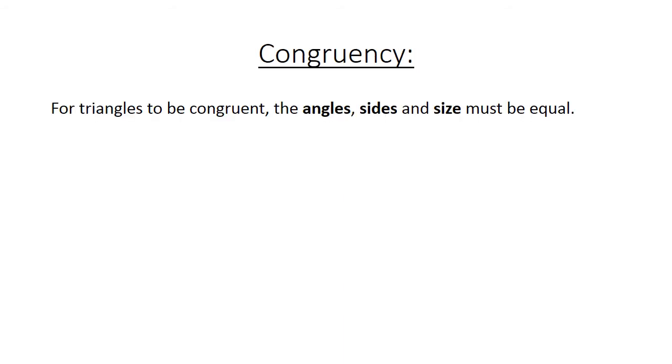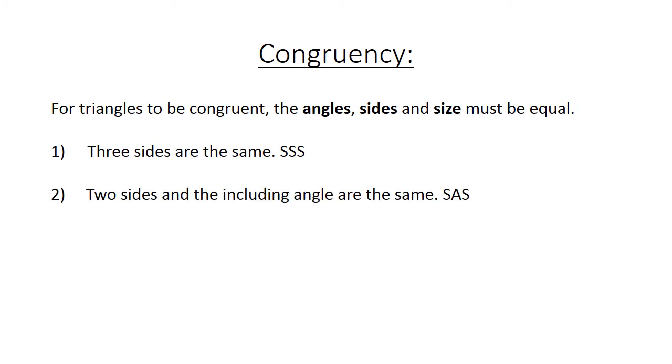Congruency. For triangles to be congruent, the angles, sides, and size must be equal. We have the first one, three sides are the same, S, S, S. Number two, two sides and the including angle are the same, S, A, S.